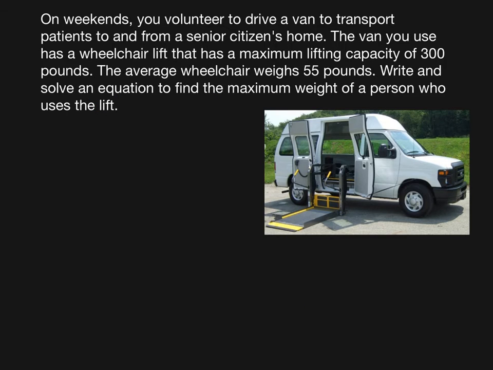Let's take a look at our second example. On weekends, you volunteered to drive a van to transport patients to and from a senior citizen's home. The van you use has a wheelchair lift that has a maximum lifting capacity of 300 pounds. The average wheelchair weighs 55 pounds. We want to write and solve an equation to find the maximum weight of a person who uses the lift. So let's underline what we're looking for. We want to find the maximum weight of a person who uses the lift.